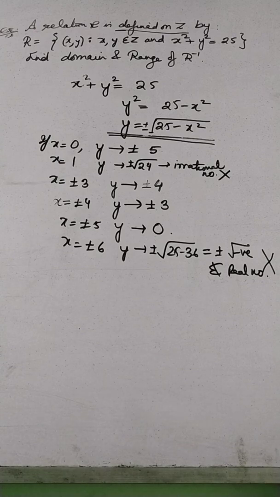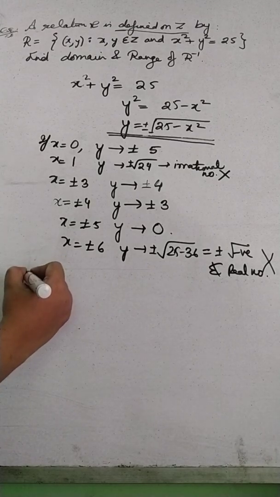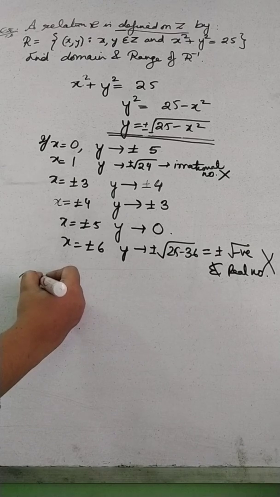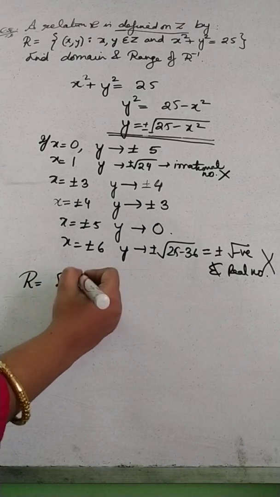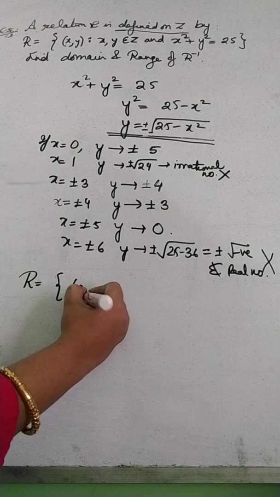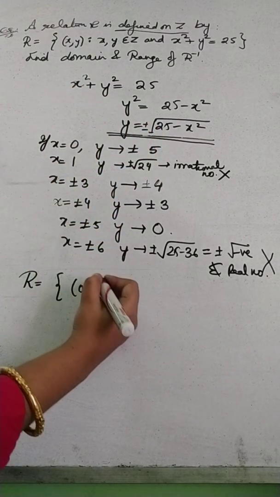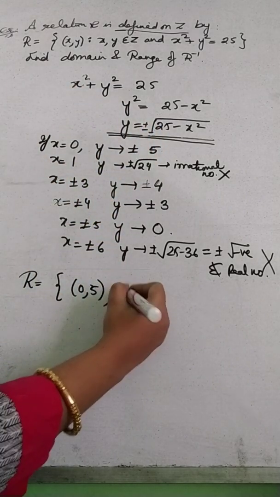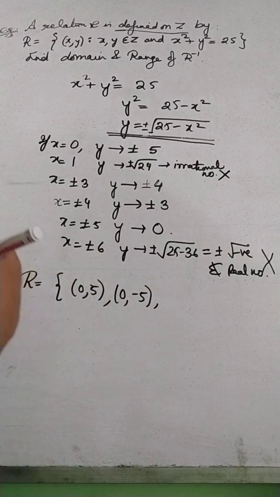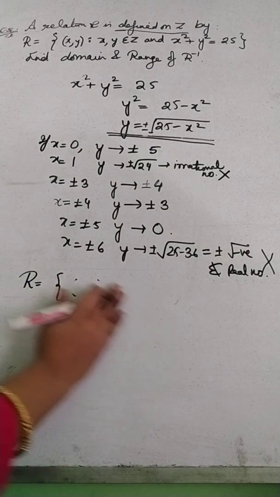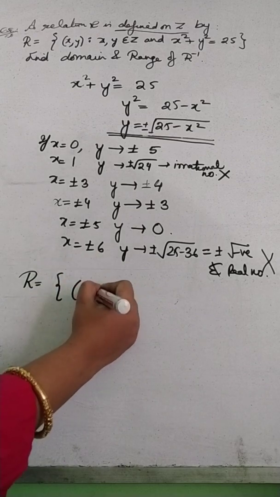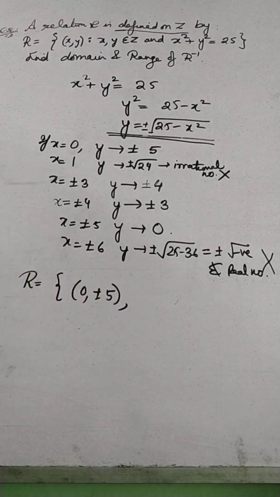So let's list the set R, that is the relation R. I'll write it below. Can you see? Yes. R is equal to: when x is 0, y is plus minus 5. You can write it as plus 5 and minus 5 separately, because we have to list it. The previous sum I did not merge, but this one I am writing merged, that is 0, plus minus 5.